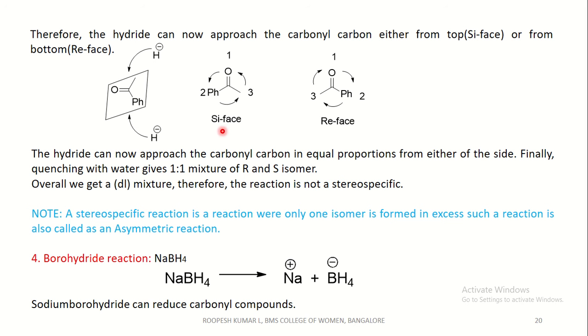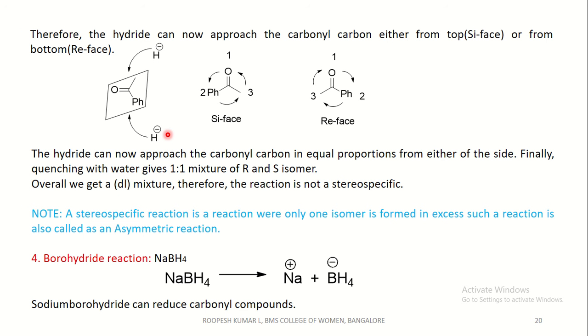There is a symbol of Si and Re face. The hydride can approach the carbonyl carbon in equal proportions from either side. That is, hydride can attack the carbonyl carbon from both sides equally. Finally, quenching with water gives a mixture of isomers. That is, we get a racemic mixture, an equal amount of R and S isomer. Overall, as I said, we get a DL mixture. Therefore, the reaction is not stereospecific.